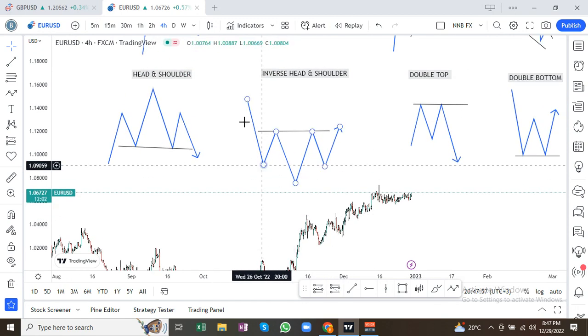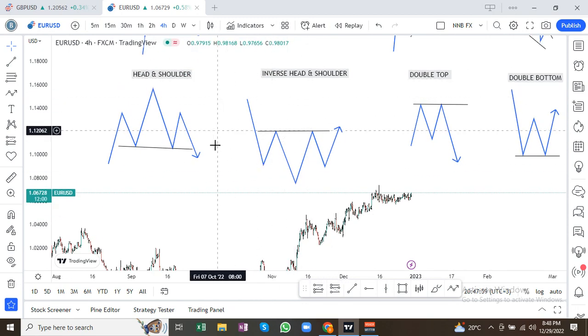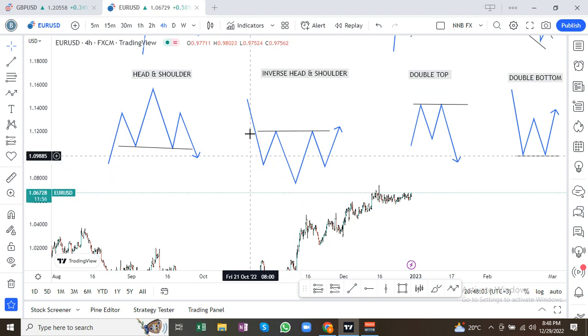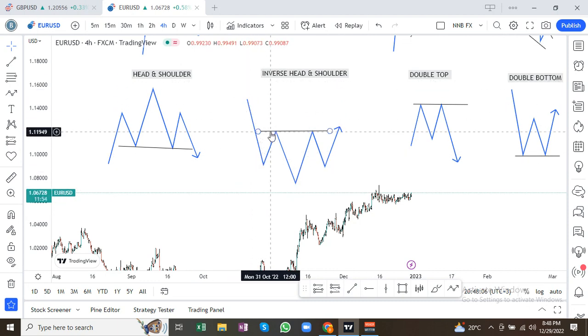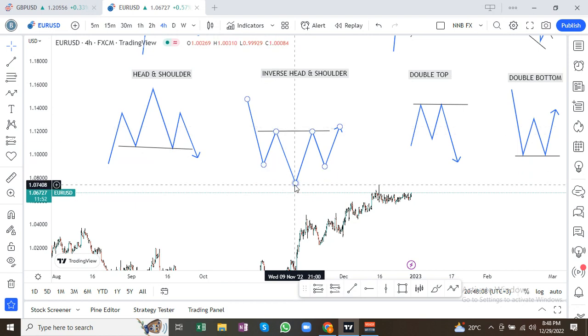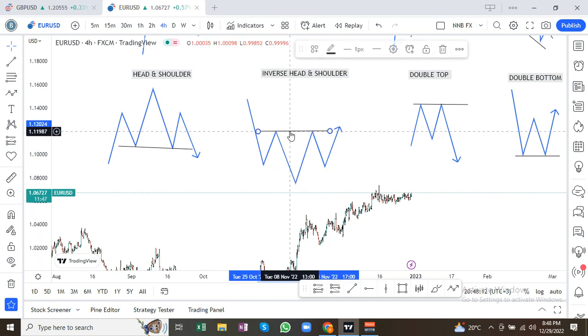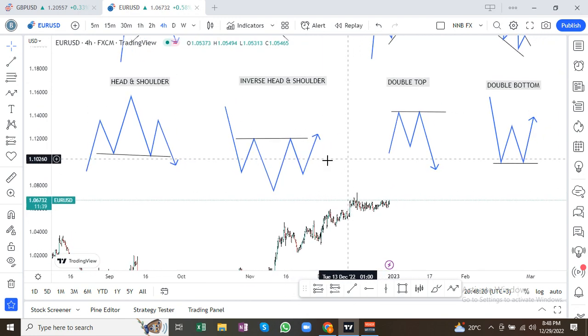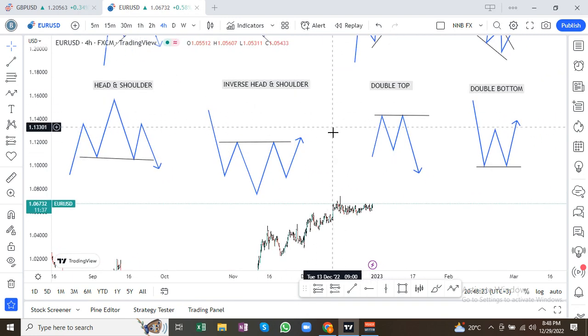The next pattern is the inverse head and shoulders. It's just the opposite of the head and shoulders. Normally the price comes down from the left shoulder and then the price goes lower, forms the head, goes back to the neck area, comes down to retest the head, but it won't reach the same level as the head, and then it impulses back up and the market reverses.